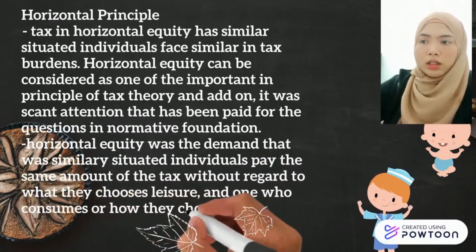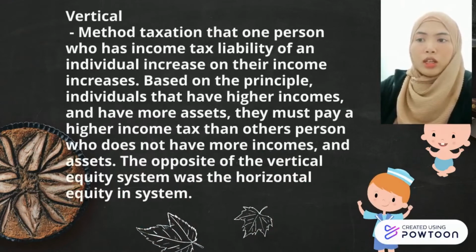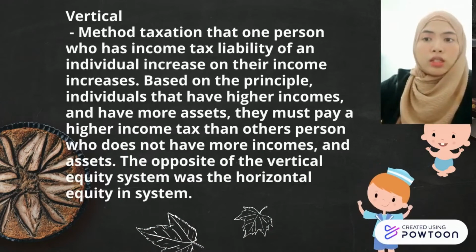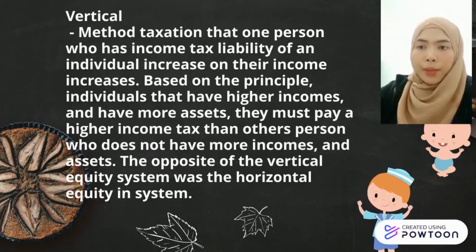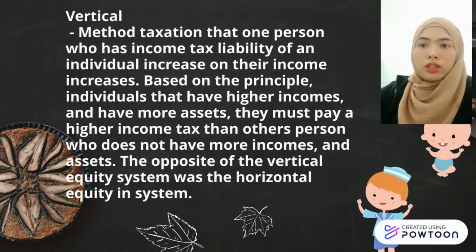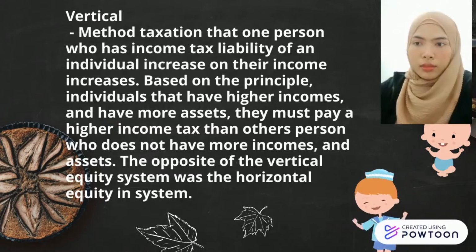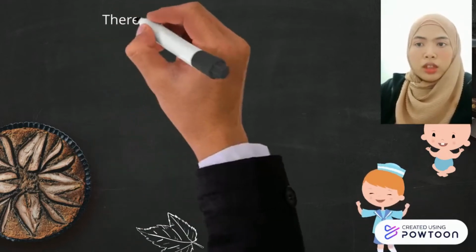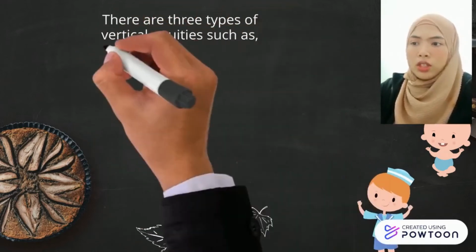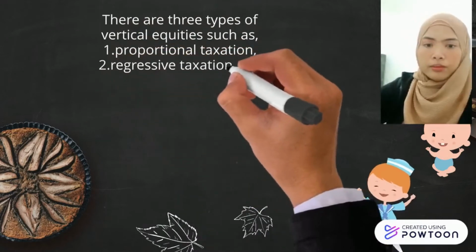Next, vertical equity is one of the methods of taxation where an individual's income tax liability increases as their income increases. Based on the principle, individuals who have higher income and more assets must pay higher income tax than other persons who do not have as much income and assets. There are three types of vertical equity: proportional taxation, regressive taxation, and progressive taxation.